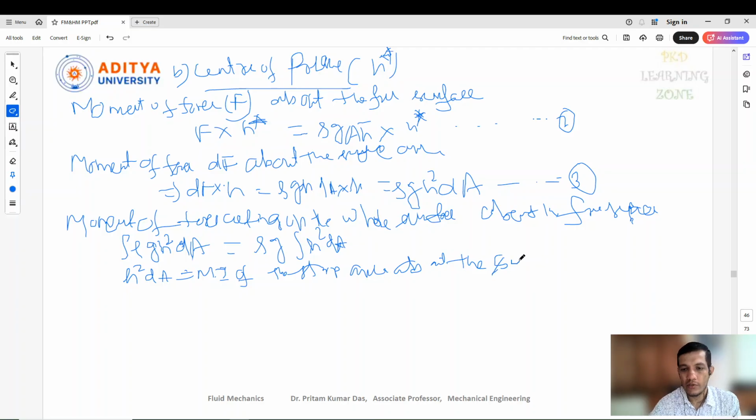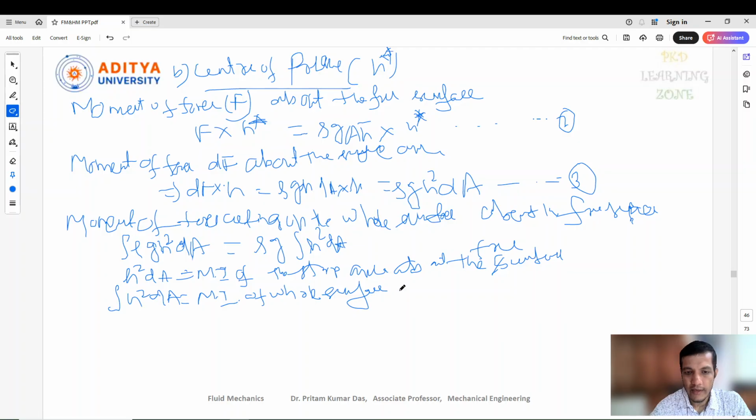So this is the free surface, that is h square dA, the moment of inertia of the strip, which is the strip area above the free surface. Now again, if you take the integration of this, similarly the integration of h square dA, that we can write as the moment of inertia of the whole surface.